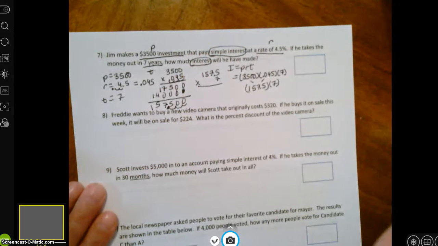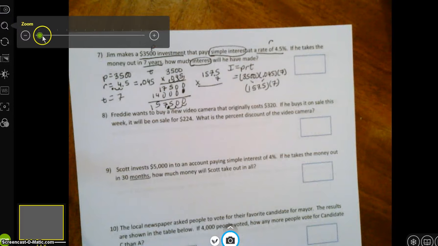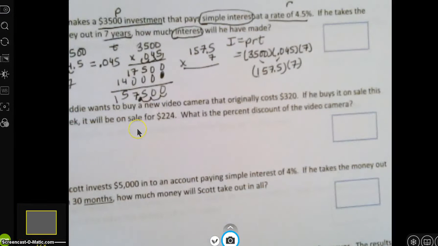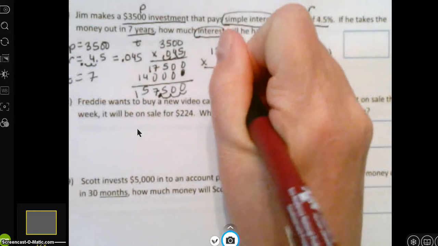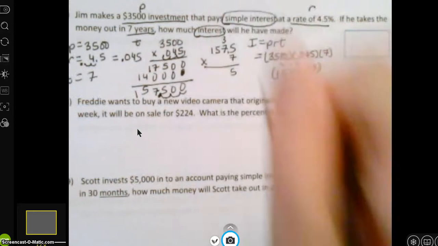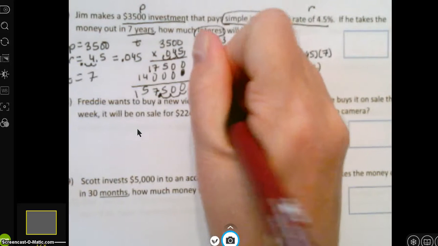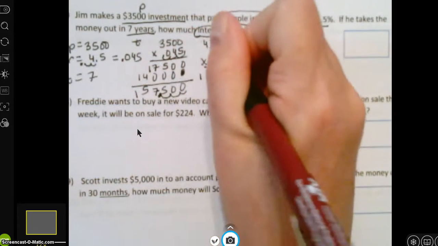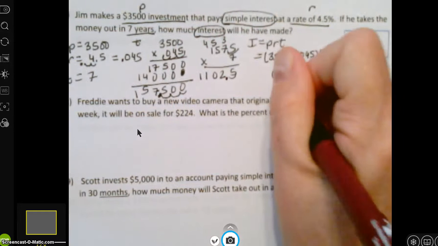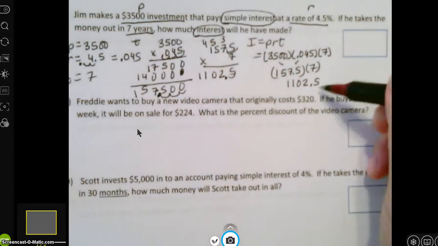And again, pause the video. And again, if you don't know your 7s, write those out to the side. Okay. 7 times 5 is 35, carry the 3. 49 plus 3 is 52. Carry the 5. 7 times 5 is 35, plus 5 is 40. Carry the 4. 7 times 1 is 7, plus 4 is 11. Move it once, move it once. So 1102.5. Okay. What does this number represent?